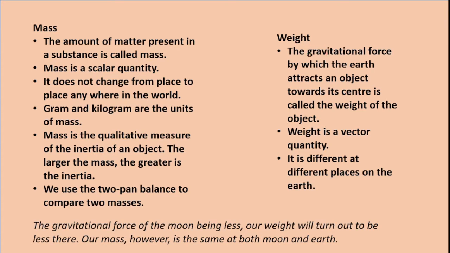Weight. The gravitational force by which the earth attracts an object towards its center is called the weight of the object. Weight is a vector quantity. It is different at different places on the earth. The gravitational force of the moon being less, our weight will turn out to be less there. Our mass, however, is same at both moon and earth.